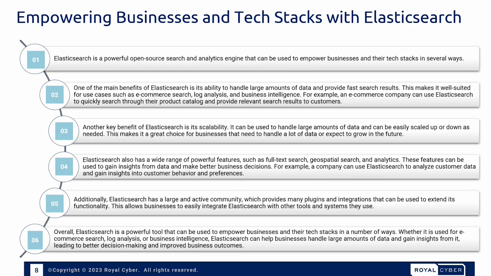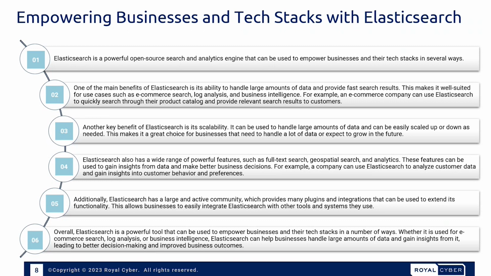Empowering business and tech stacks with Elasticsearch. Elasticsearch is a powerful open source search analytics engine that can be used to empower businesses and their tech stacks in several ways. One of the main benefits of Elasticsearch is its ability to handle large amounts of data and provide fast search results. This makes it well suited for use cases such as e-commerce search, log analysis, and business intelligence. For example, an e-commerce company can use Elasticsearch to quickly search through their product catalog and provide relevant search results to the customers. Another key benefit of Elasticsearch is its scalability.